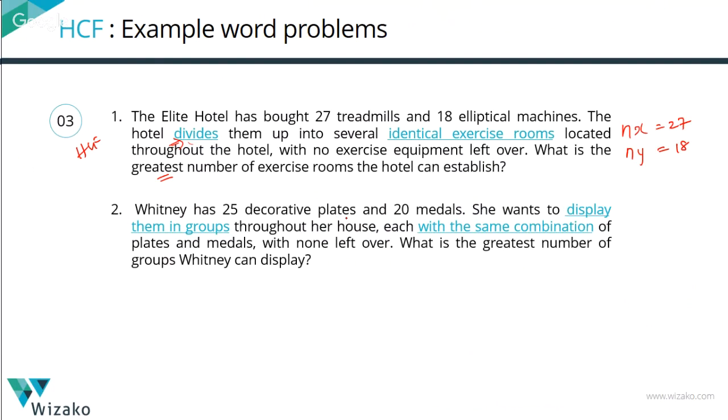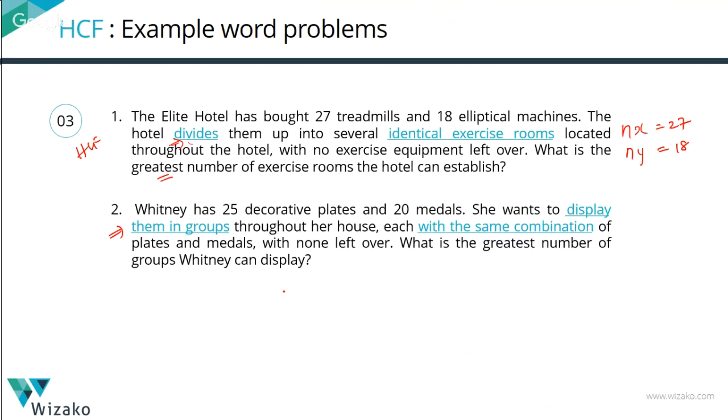Whitney has 25 decorative plates and 20 medals. She wants to display them in groups. She's breaking them into sets, into groups throughout her house, each with the same combination, right? This identical, same, these are keywords to note when we are talking about HCF questions of plates and medals with none left over. So obviously we're going to be dividing them into numbers which are going to be factors. They're divisible properly.